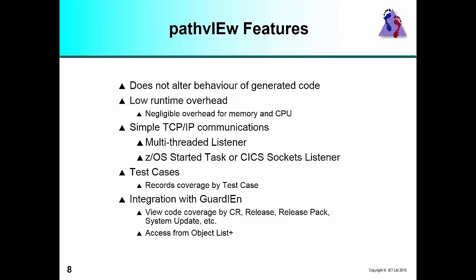So some of the key features of pathvIEw: firstly, it does not alter the behavior of the generated code at all. It has a very low runtime overhead with negligible overhead for memory and CPU. The listener itself is multi-threaded, so it scales to support large numbers of concurrent testers. And on the mainframe, it can either run as a started task or as a socket listener on CICS. On other platforms, it runs as a service.